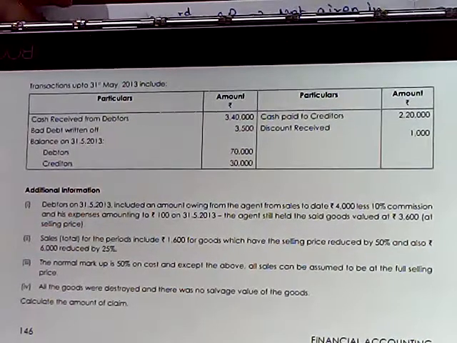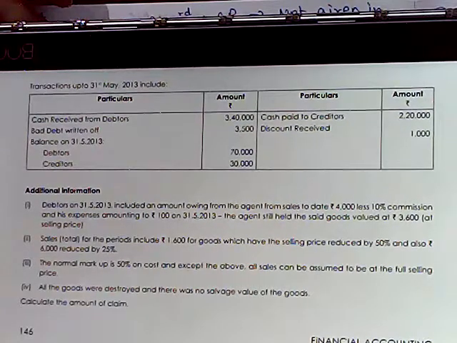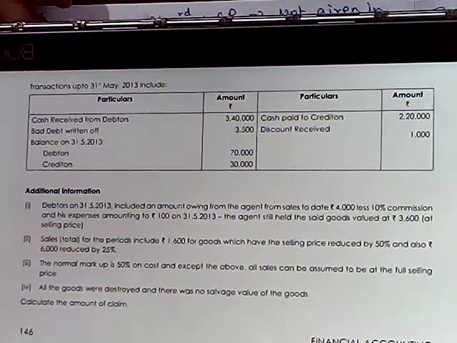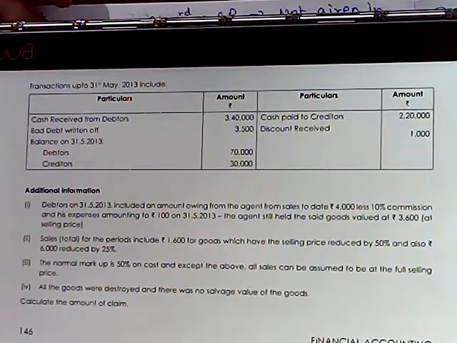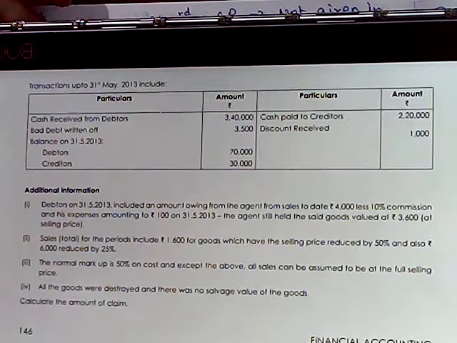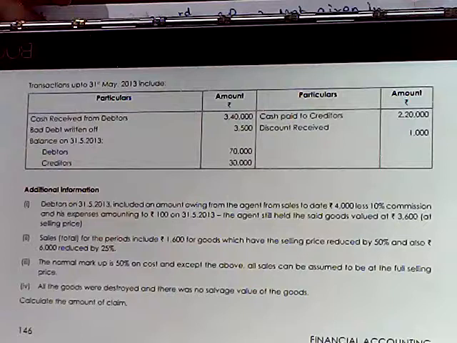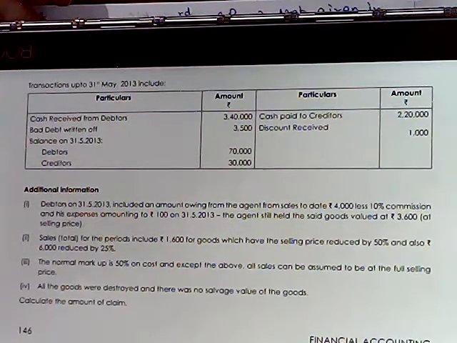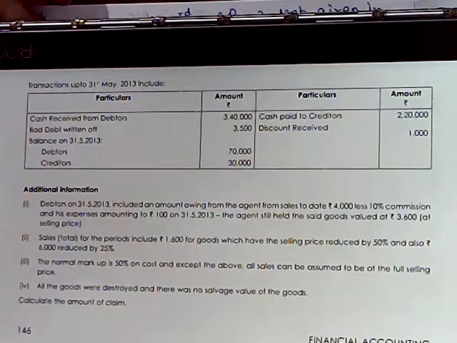Number 2 is sales, that is, the total for the period includes 1,600 for goods whose selling price was reduced by 50%, and also rupees 6,000 reduced by 25%. The normal markup is 50% on cost, and except for the above, all sales can be assumed to be at the full selling price. All the goods were destroyed and there was no salvage value of the goods.